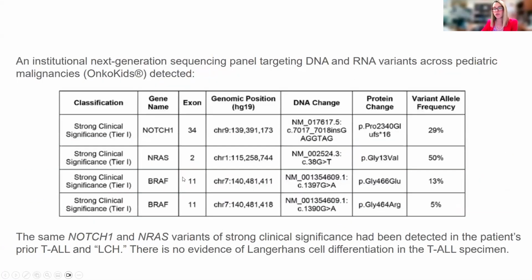And in addition to those copy number changes, there were also additional mutations. So not only was there a similar mutation in NOTCH and NRAS as the original leukemia, but there were additional non-V600E BRAF mutations that were also detected.